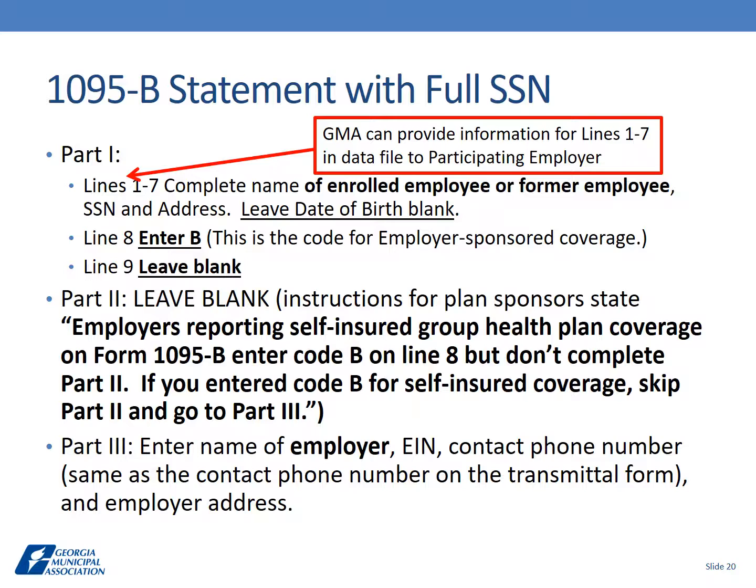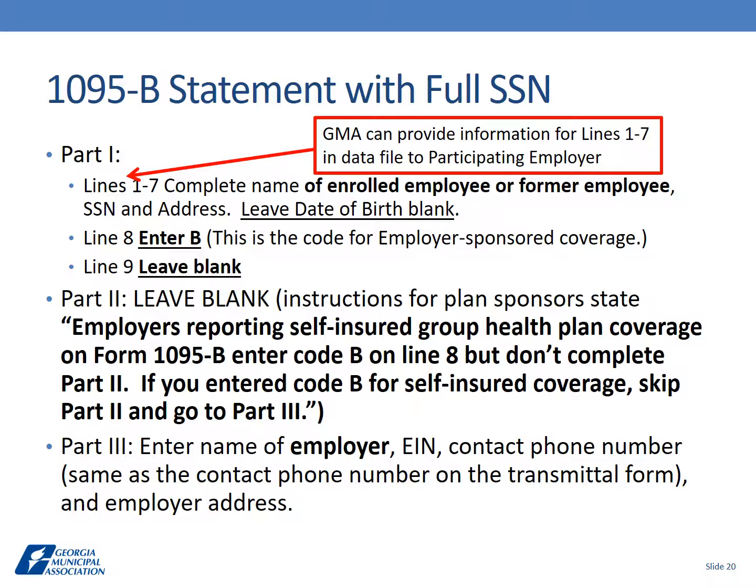Part 2, this entire section should be left blank. The form is confusing, but the instructions for plan sponsors state employers reporting self-insured group health plan coverage on Form 1095-B enter code B on line 8 but do not complete Part 2. If you entered code B for self-insured coverage, skip Part 2 and go to Part 3.